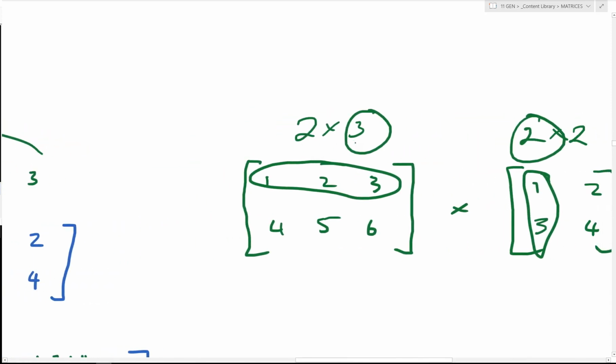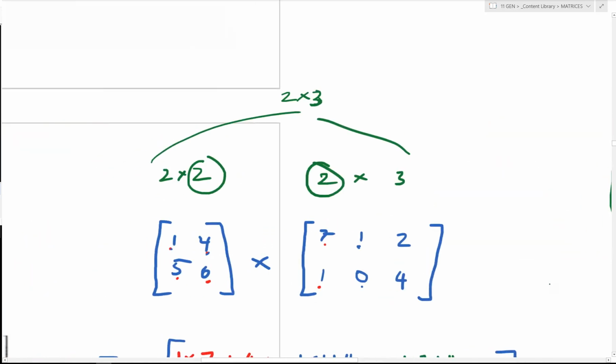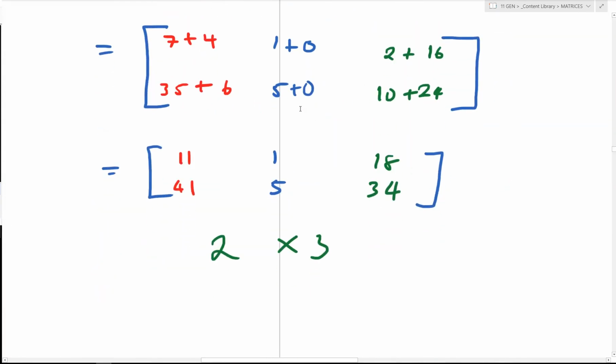And the other thing to note is that the outside numbers are the order of the matrices. So when you lay them out like this, first matrix, second matrix, the outside numbers actually give you the order of your answer.